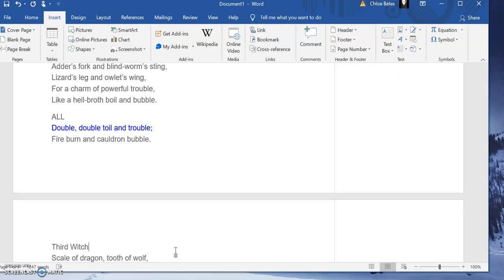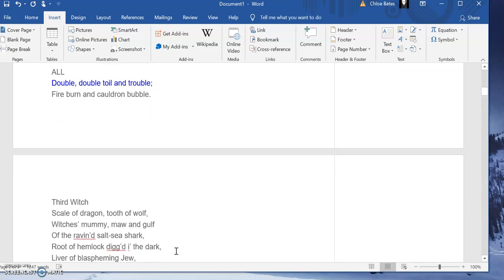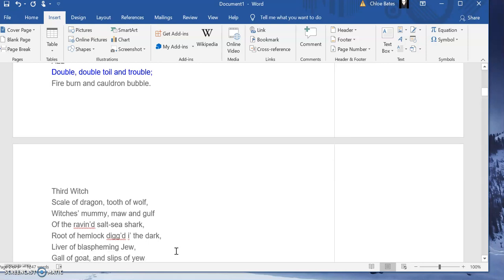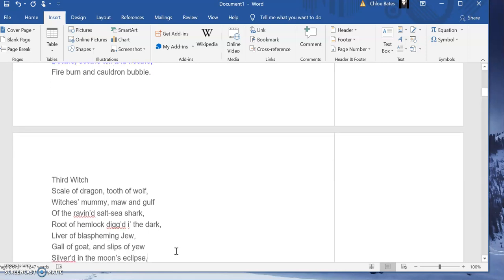Scale of dragon, tooth of wolf, witches' mummy, maw and gulf of the ravined salt-sea shark, root of hemlock digged in the dark, liver of blaspheming Jew, gall of goat and slips of yew, slivered in the moon's eclipse, nose of Turk and Tartar's lips, finger of birth-strangled babe, ditch-delivered by a drab, make the gruel thick and slab, add thereto a tiger's chaudron for the ingredients of our cauldron. So you might have just turned over to page 63 and seen there's a big picture of the witches casting this spell. That's just a theatre production in 1995.